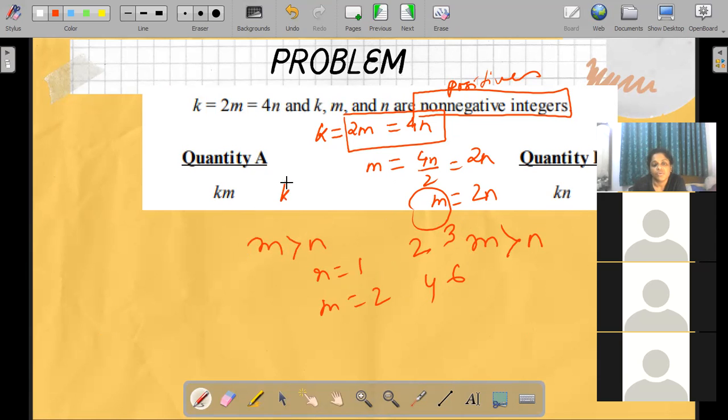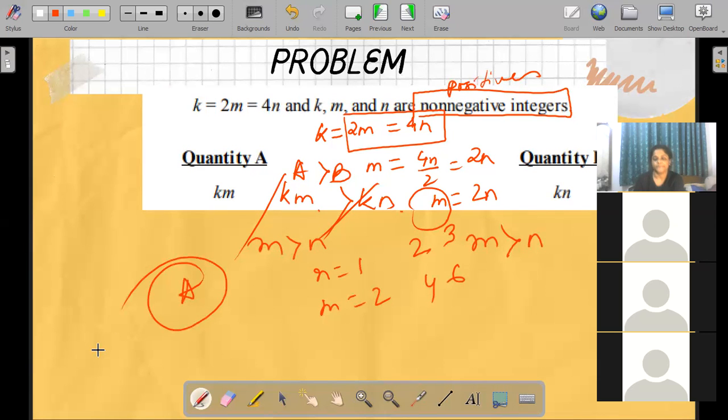Right? So Km, Kn. Let me cancel out K from both sides. So what is left? M and N. What is the relationship between M and N? M is greater than N. That means what? Quantity A is greater than quantity B. That means option A. Prakriti, did you understand what I did?